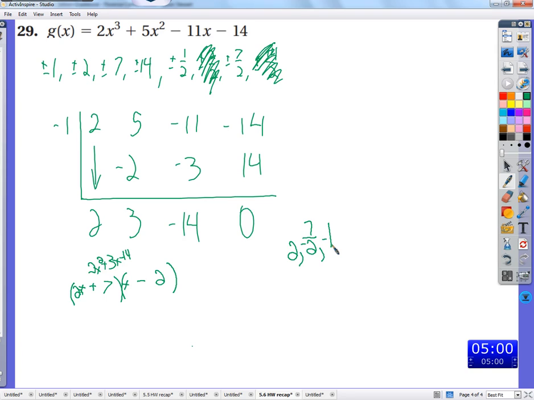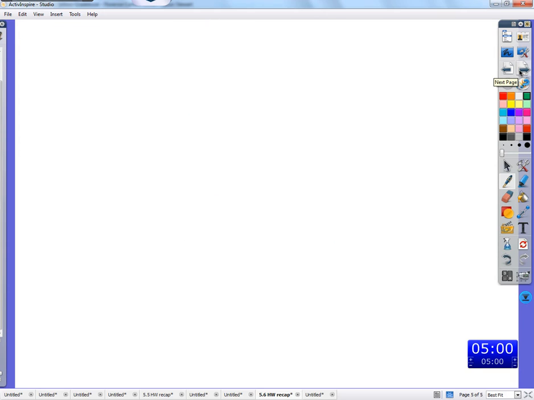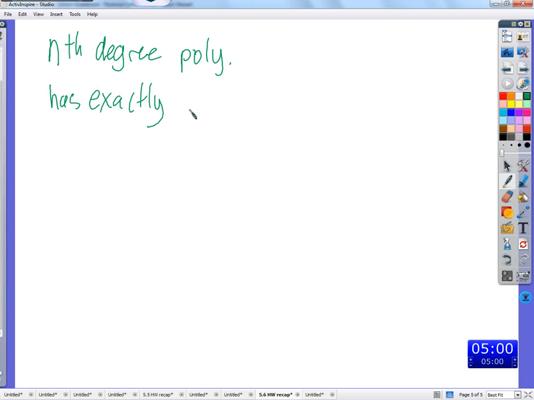Okay, on 5.7. Basically the same as 5.6, only it opens up the possibility of imaginary zeros. And when we include imaginary zeros, we get something called the fundamental theorem of algebra. Here's the fundamental theorem of algebra. An nth degree polynomial has exactly how many zeros? As many as the highest power, which means the degree.